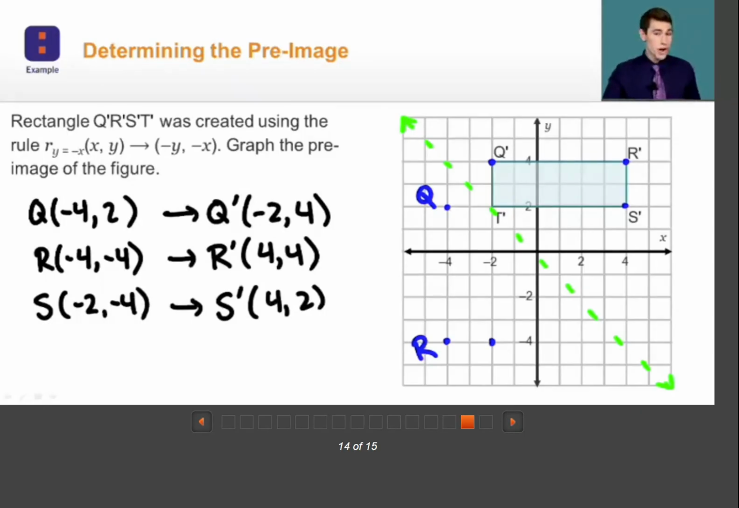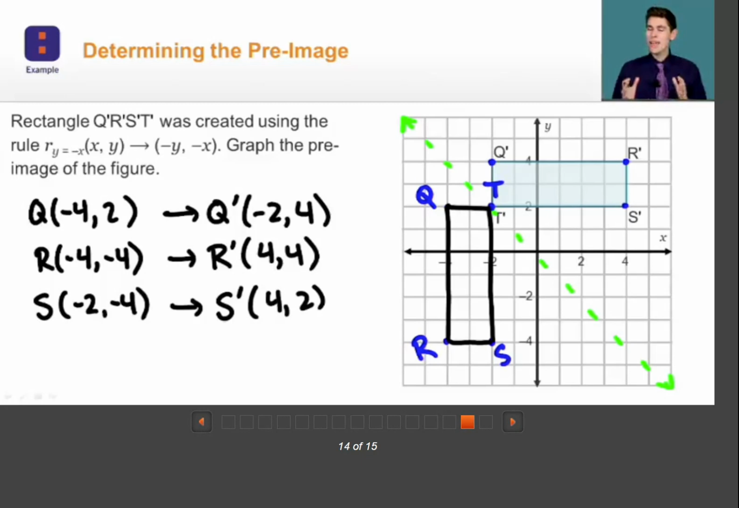Now, I don't need to work on T prime. And that's because I notice that T prime is actually on the line of reflection. That means that point T will map to that point. So I can just label this as point T as well based on what I know about reflections. So I now have my points. I just need to connect them together. And now I have the pre-image for this reflection.